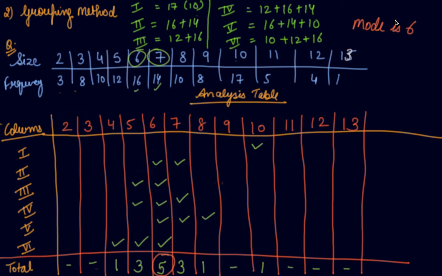So this is how you calculate the mode value under the grouping method. I hope you have understood this.